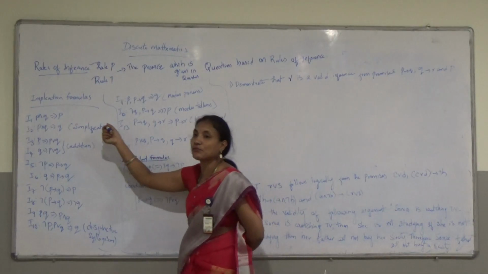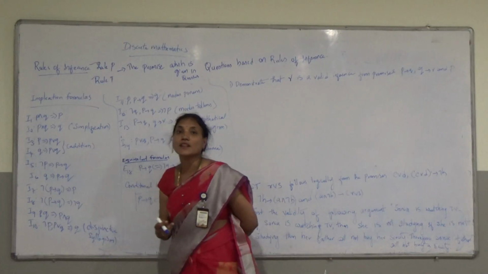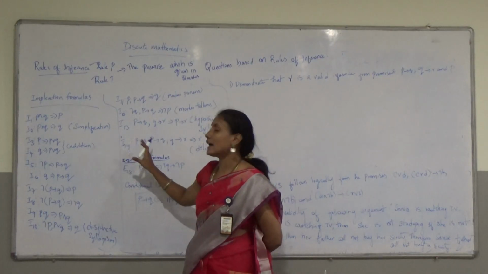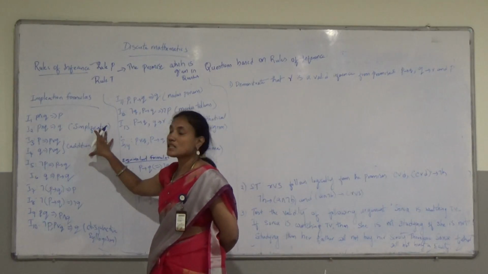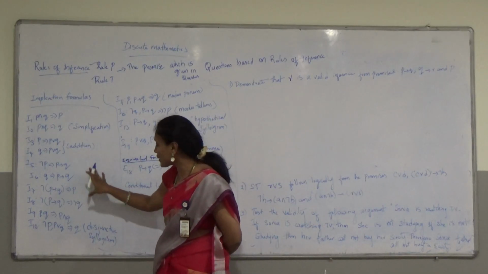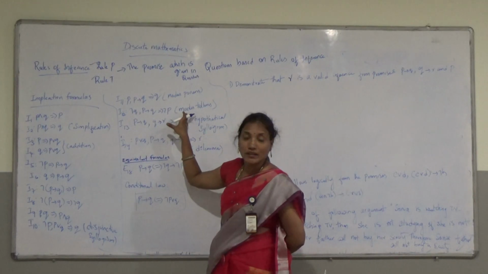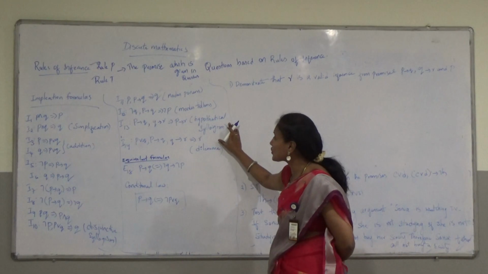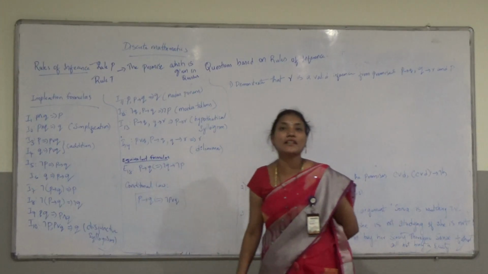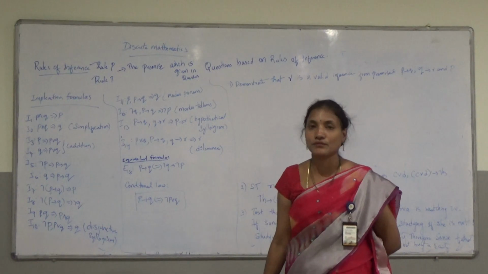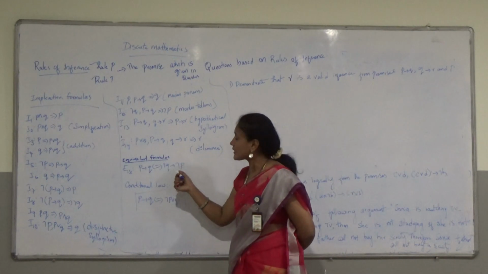Coming to implication formulas, they are listed over here and represented with numbers like I1 to I14. Some of them are simplification, addition, disjunctive syllogism, modus ponens, modus tollens, hypothetical syllogism and dilemma. Using these formulas, we can derive a conclusion in rules of inference. The equivalent formulas are listed over here.